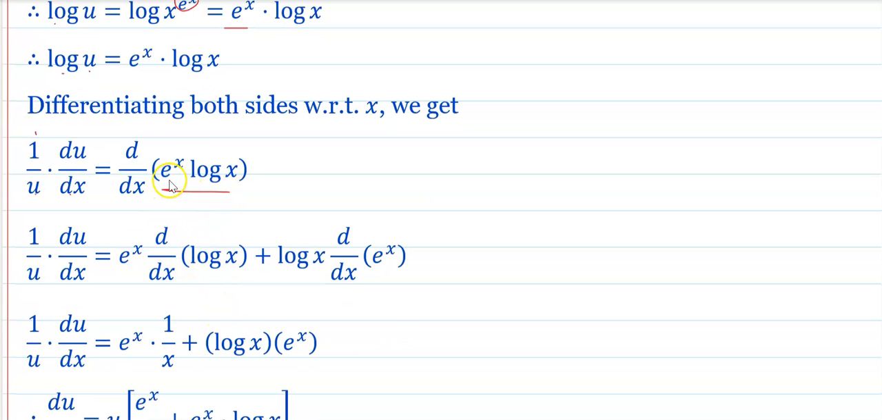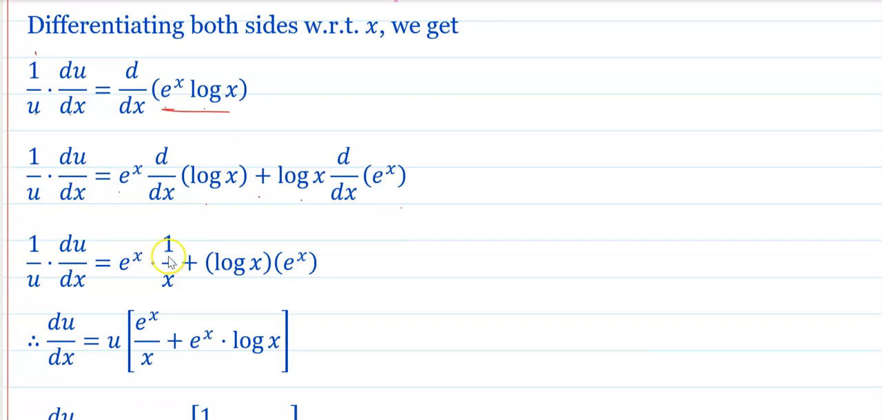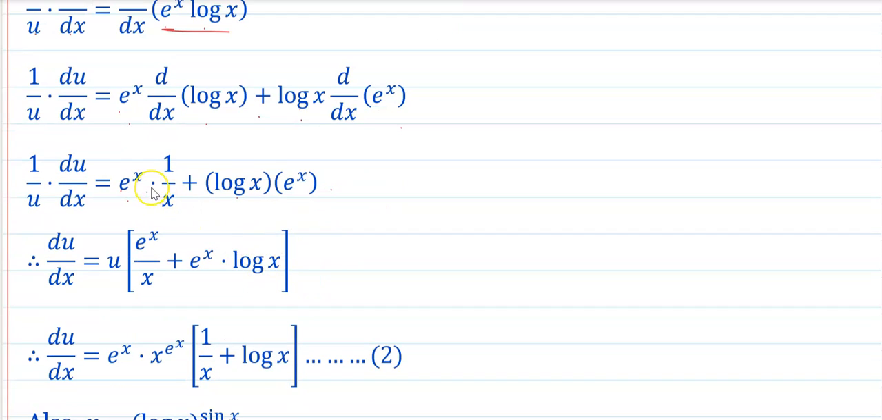What is the derivative of e raised to x into log of x? Keep first, e raised to x, as it is. Log of x, the derivative, 1 upon x. Plus log of x as it is, derivative of e raised to x is e raised to x, product rule. Okay. Now next, here 1 upon u is there, so u will be multiplied here. e raised to x into 1 upon x means what? e raised to x upon x plus e raised to x into log x.